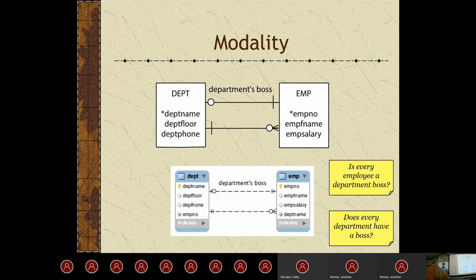Then, of course, we have just the standard relationship between an employee and department, where we see that employee belongs to one and only one department. Again, that's a business rule defined by the business. And department has 0 to infinite employees associated with it. So does that make sense to everybody?